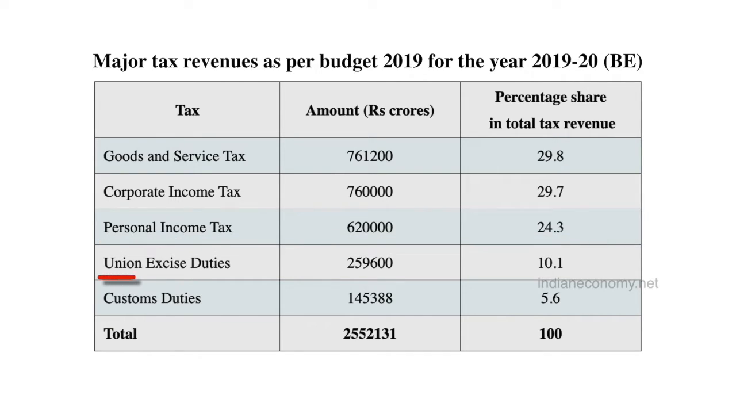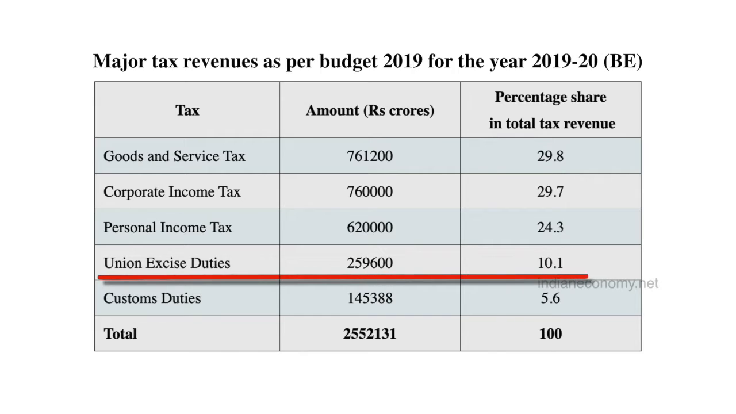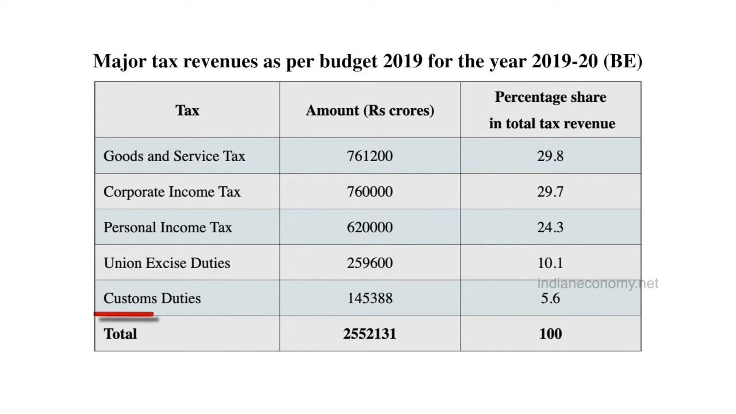And the fourth tax revenue for the center is the union excise duties. The union excise duty revenue collection will be around 2,59,000 crores rupees, whereas the customs duty is estimated to be around 1,45,000 crores rupees. So those are the contributions or the shares of different taxes of the central government. These are the 5 important taxes. The 6th tax revenue is the capital gains tax.